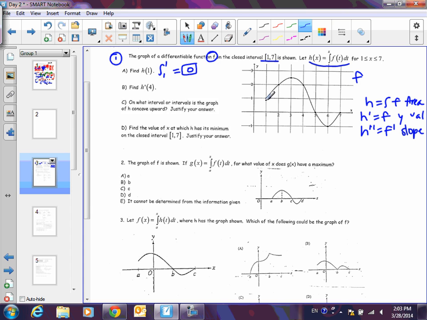What you're saying is, what's the area right there underneath that one number, and there's infinite thickness on this, so there's no area. All right, what about h prime of 4? That's going to be the same as f of 4, which is the y value. So I'm going to write that f of 4, which is the y value, which is 2. Very good.